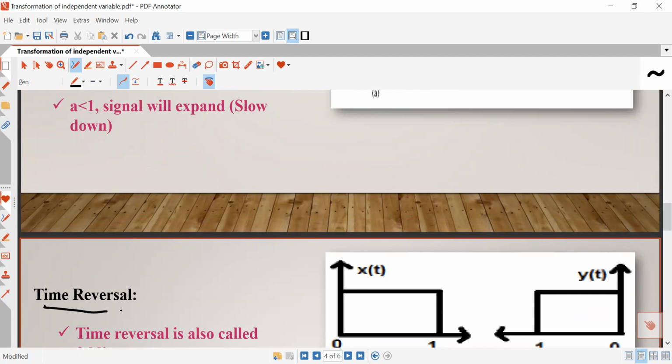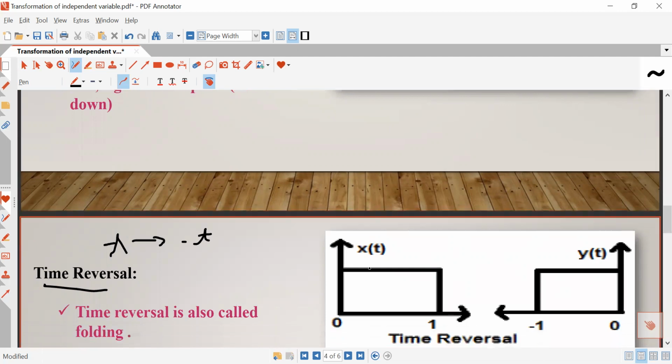The third transformation is time reversal. Time reversal is basically used to determine the image of a signal. If you want the image of the signal, then you do time reversal. The technique is very easy. Just replace t by -t. When the sign of the independent variable, the time, reverses from plus to minus, you get the image of the signal, or the folded signal. The signal will be folded by 180 degrees.